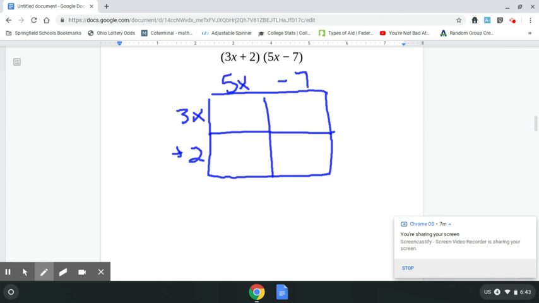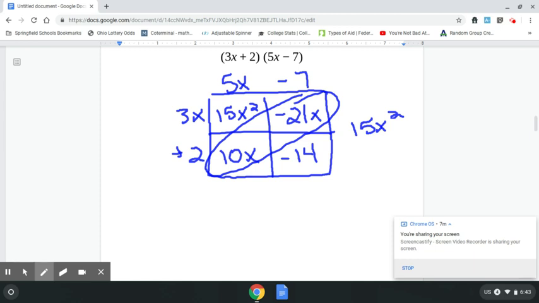So I multiply here, first row by first column. 3x times 5x is 15x squared. 2 times 5x is 10x. 3 times negative 7 is negative 21x. And 2 times negative 7 is negative 14. Take a look. 15x squared does not have a like term, so I'll start there. I see that 10x and negative 21x are like terms. That's negative 11x. And negative 14 does not have a like term. So there's my final answer, 15x squared minus 11x minus 14.